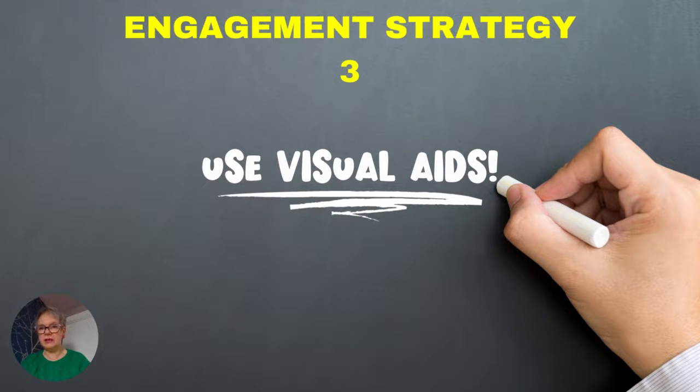Engagement strategy 3. Use visual aids. Use visual aids such as pictures or diagrams to help the child understand what is expected of them. This can make the instruction more concrete and easier to follow.